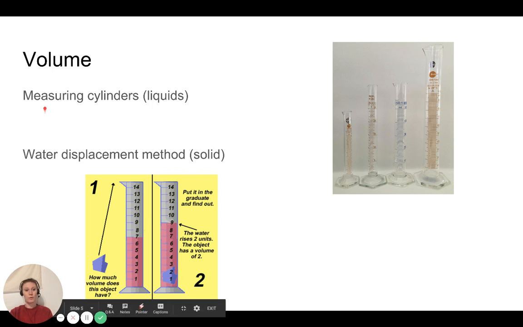Measuring volume, we use measuring cylinders for liquids or the water displacement method for solids. With measuring cylinders, simply pour the liquid in and look to see where the liquid is. For the water displacement method, fill a measuring cylinder up, mark or note the point where it is full to, put your solid object in the tube, then look at how much the water has changed. The difference will be your volume.